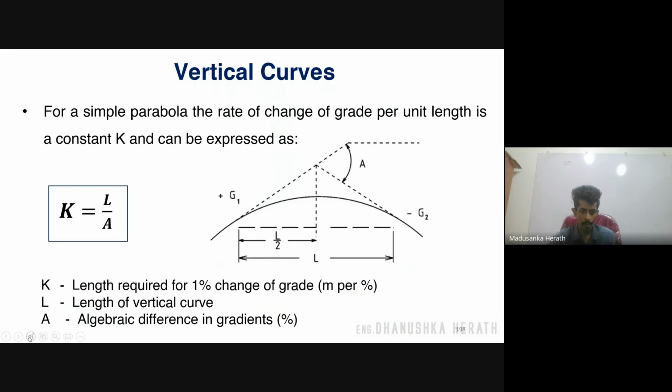As an example, if this is 3% gradient and this is minus 2% gradient, then A is equal to the total change, which is 5. From 3 down to minus 2, the total is 5. Then A is equal to 5%. That is what we call A.